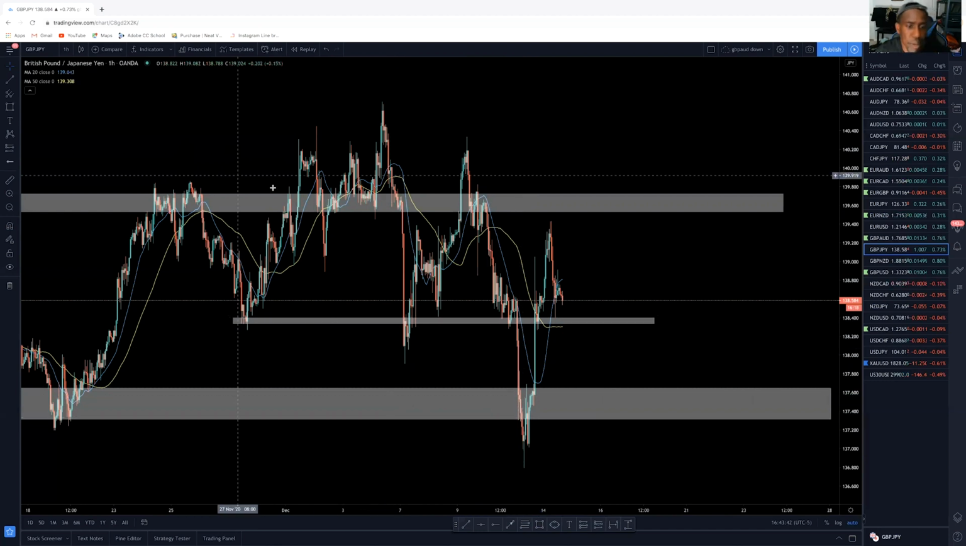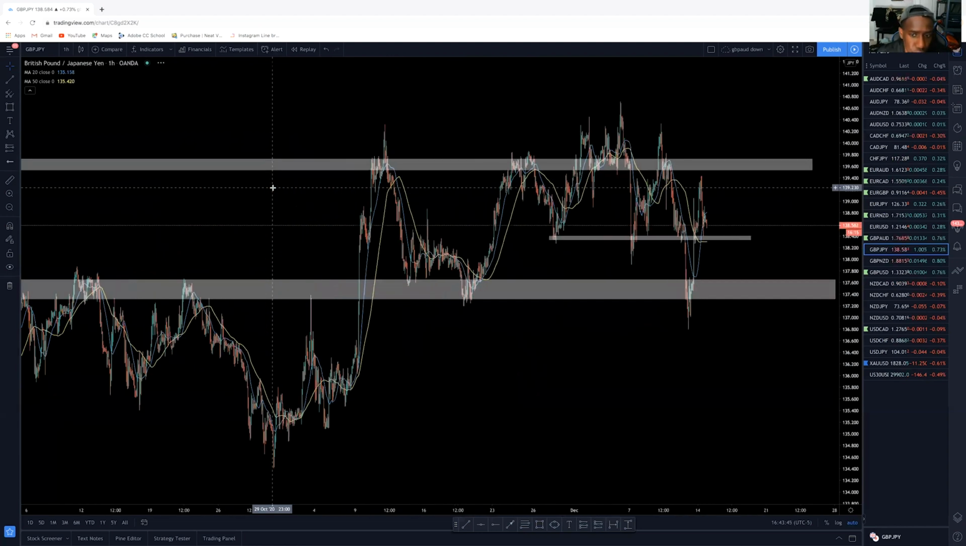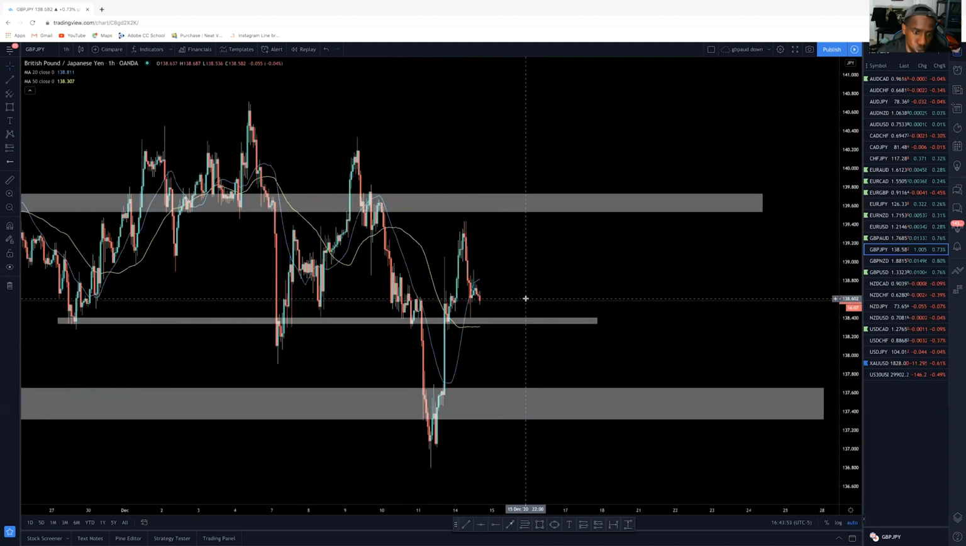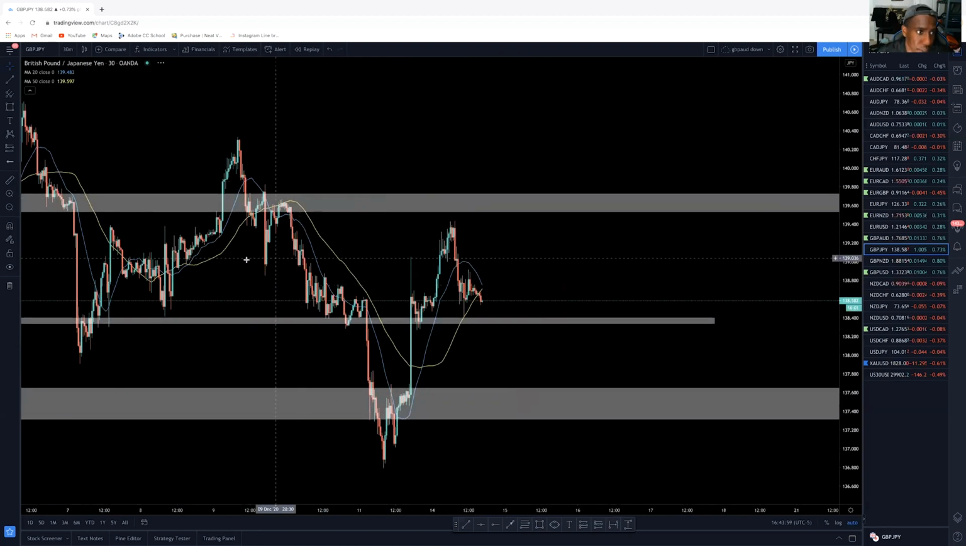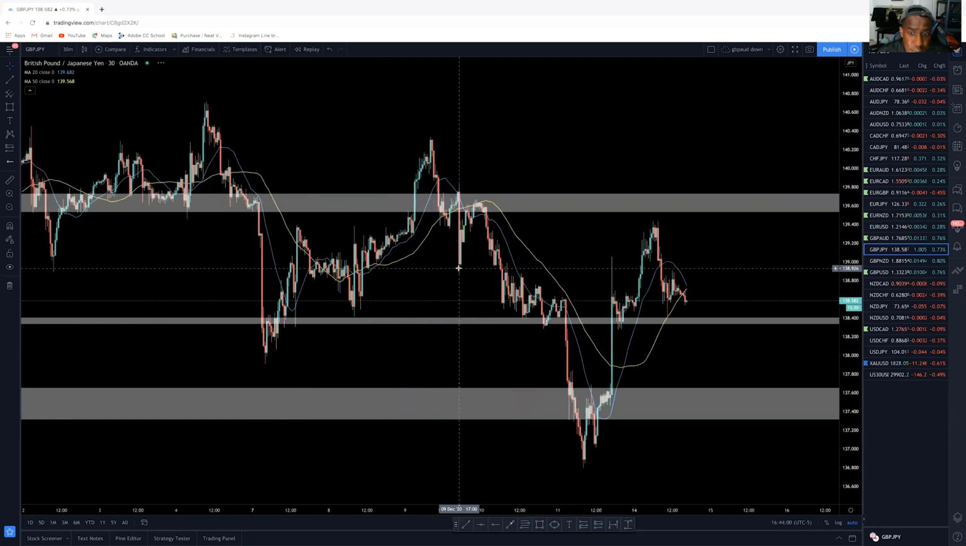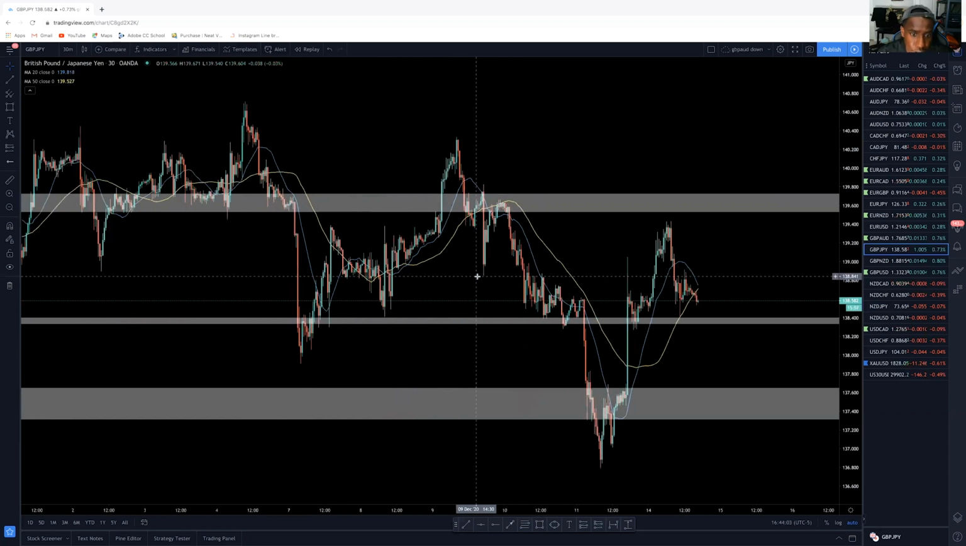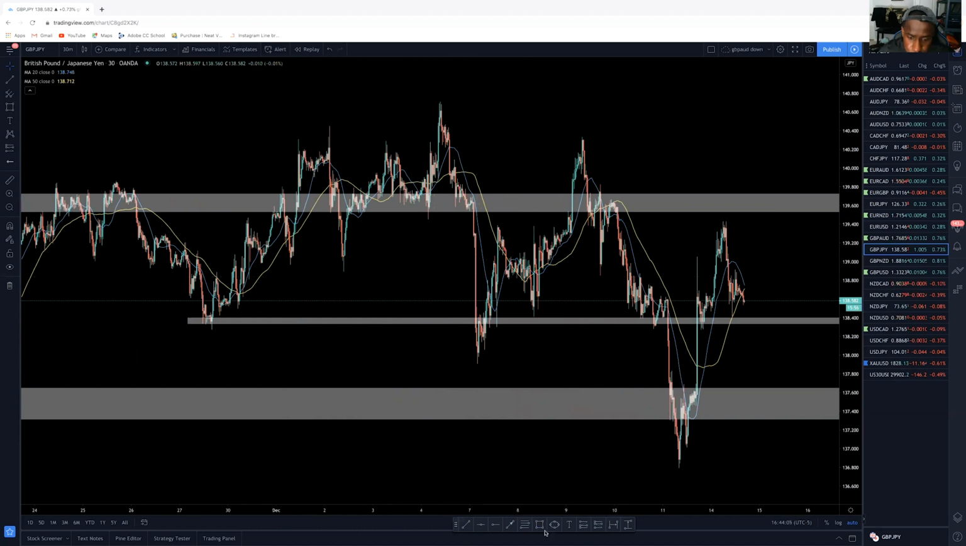So you always want to be mindful if a level is being respected 2, 3, 4 times, the push out of that area is always going to be very strong, right? So you always want to be mindful of that. Now, let's drop down to an even smaller time frame, to a 30-minute time frame. So we have multiple levels, right? So I can just see one right here in this region.